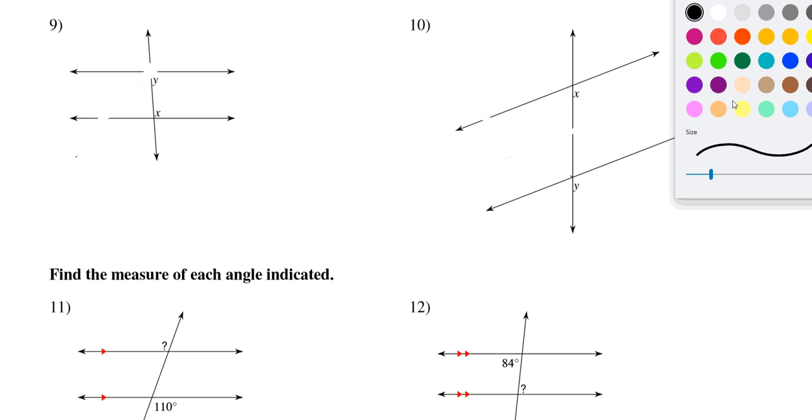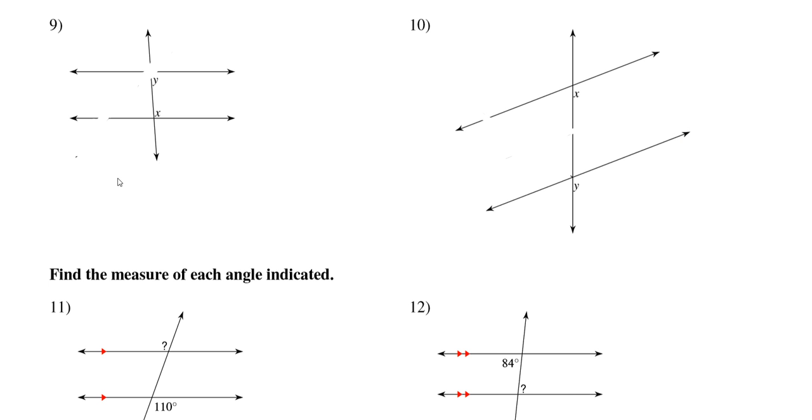All right, so now on this number 9, these are inside the parallel lines and to the right of the transversal. So these are same side interior. Same side interior. So there's that SS. So SSS, same side supplementary. They are supplementary angles. They add to 180 degrees.